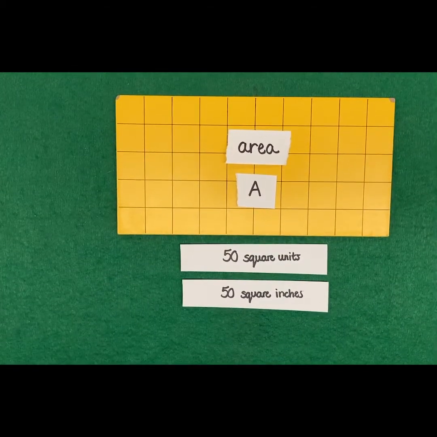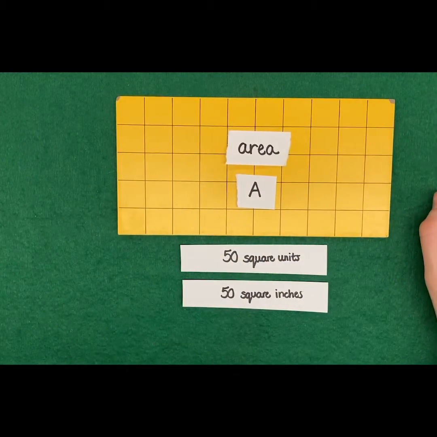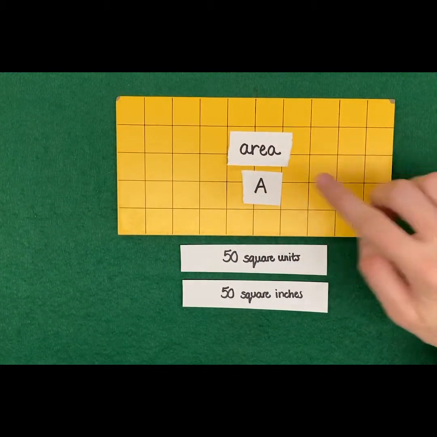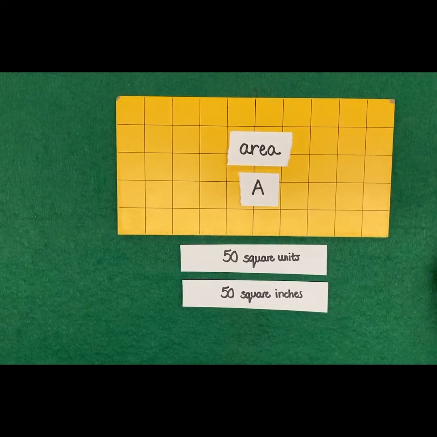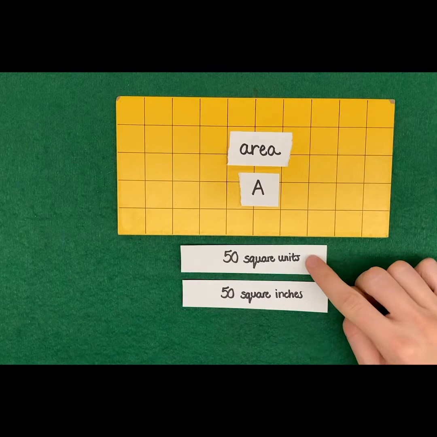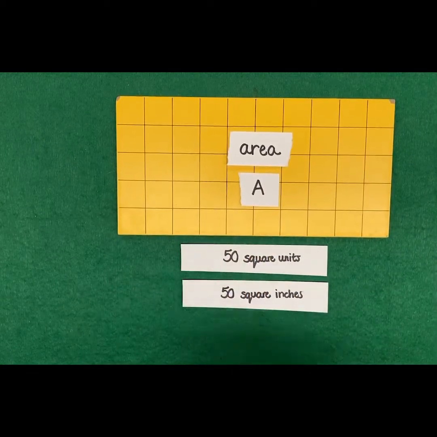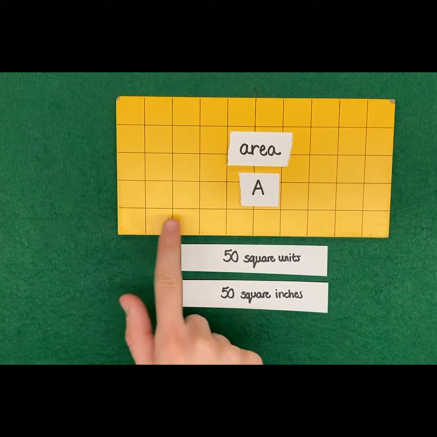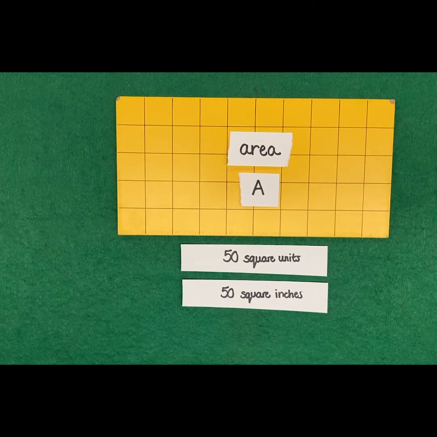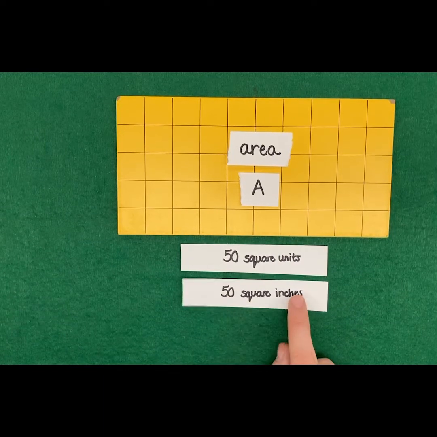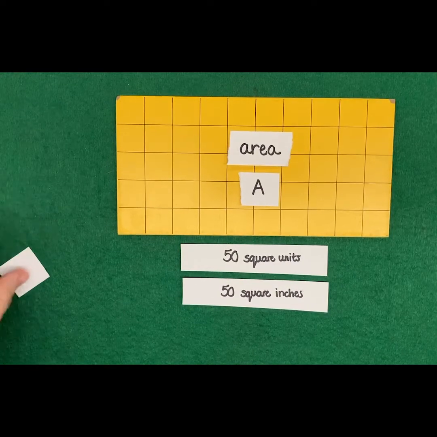So we talked about how we have the area or the space that our shape is taking up. And we said the area is the inside of our shape, and we can always represent it with a capital A. And in this case, we said it was 50 square units, and that's if we don't know how large our squares are. But in this case, we do know, and they're inches. So in this case, we would say 50 square inches. Now, we're going to look at how we got that 50 again.